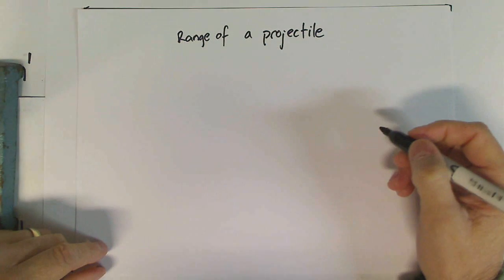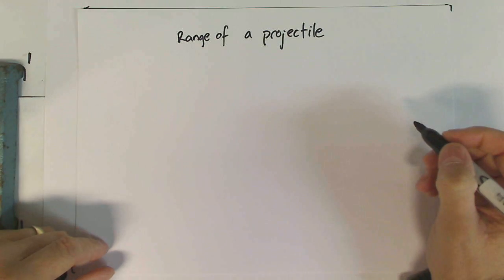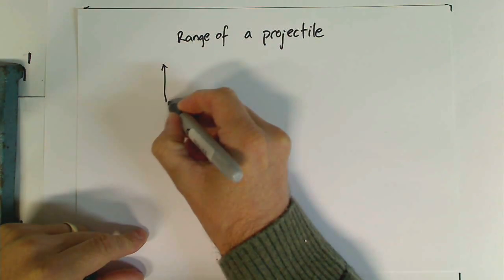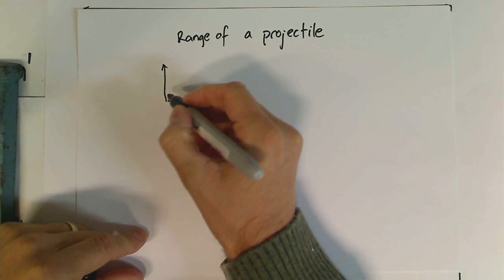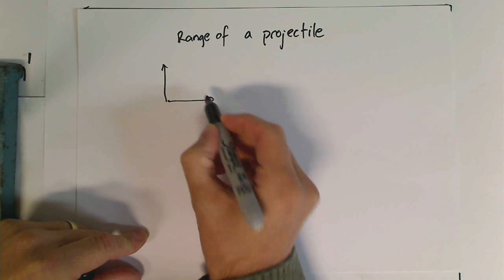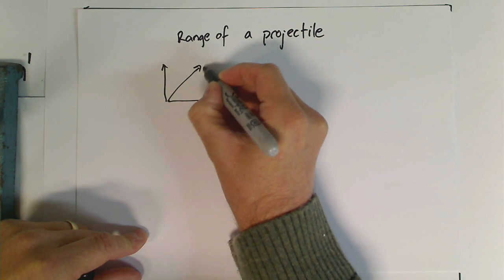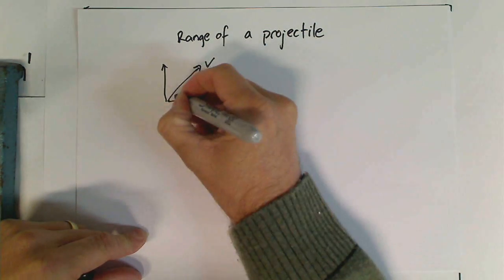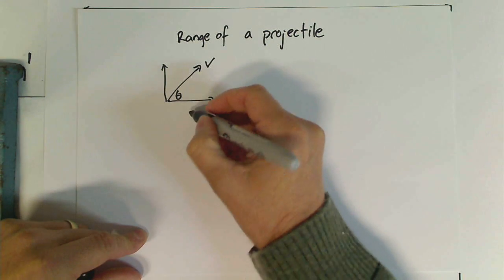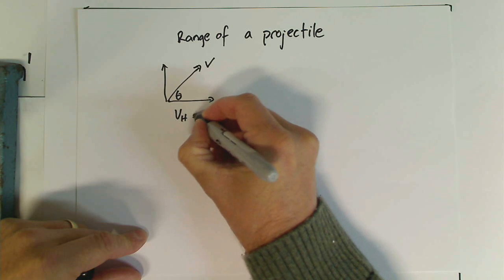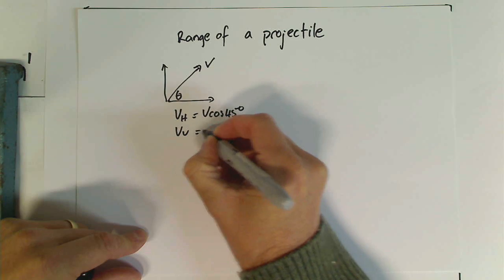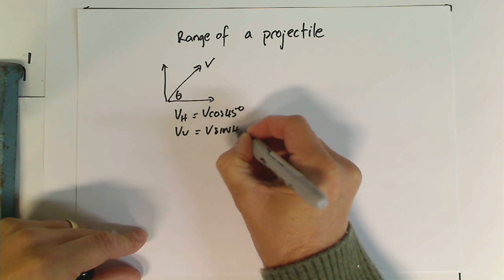Alright, what we're looking at now is range of projectile. So we'll start by drawing a little diagram. If that's our vertical velocity, and that was our horizontal velocity, so we had an initial velocity v, we'll make that 45 degrees because that gives us the maximum range. So these two velocities, vh equals v cos of 45 degrees, vv equals v sine of 45 degrees.